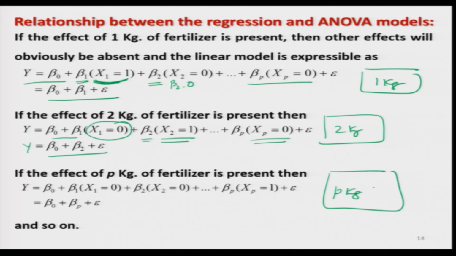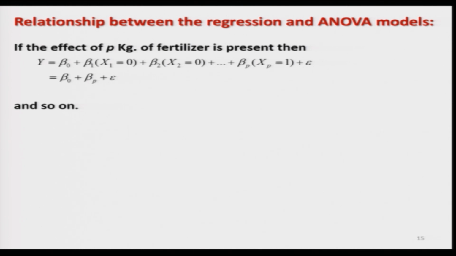And similarly, if you are using only p kilogram of fertilizer in this plot, then the model can be written as y equal to beta 0 plus beta 1 plus beta 2 plus up to beta p, where the associated variables all take value 0 except x p equal to 1, and this model can be written as y is equal to beta 0 plus beta p plus epsilon, and so on.